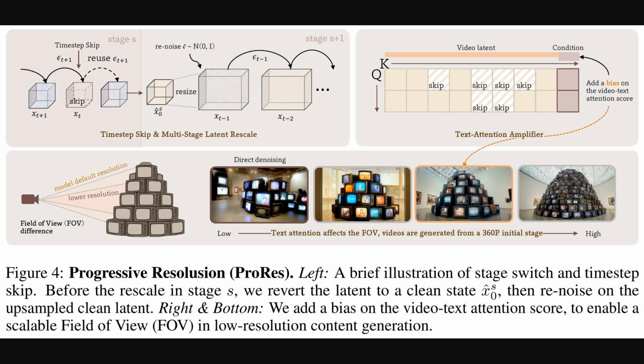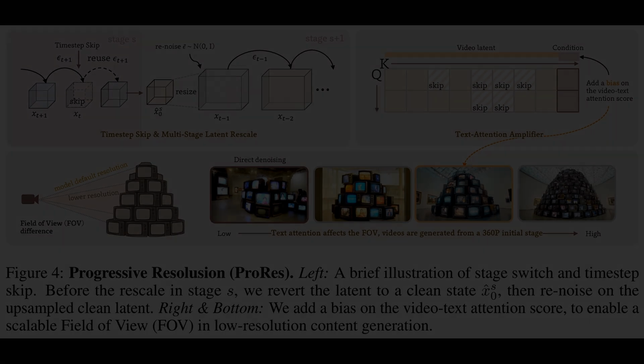This is pretty neat, because when you generate video at lower resolutions, you can sometimes lose the broader context, an issue called field of view, or FOV degradation. The field of view is essentially how much of the scene is visible. To counter this, Jenga adds a small adjustment or bias to the video text attention scores, which helps the model maintain a consistent and wide field of view even when starting from a low resolution.